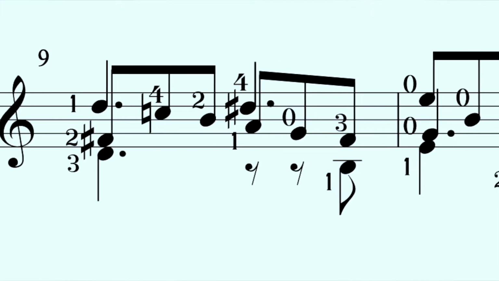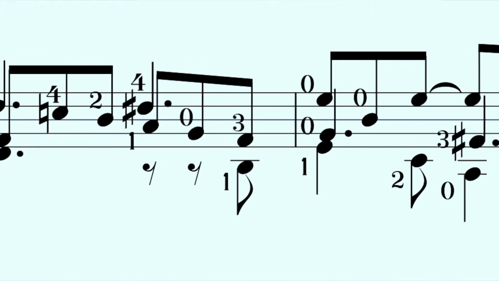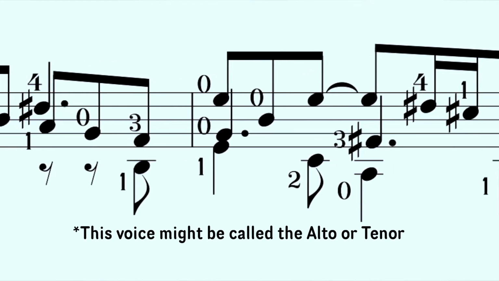J.S. Bach, for example, wrote in a style of polyphony called counterpoint, which puts a special emphasis on the equality of musical voices. Some of Bach's most complex music on the guitar comes when an additional voice is added between the soprano and bass, resulting in three distinct musical lines happening at the same time.